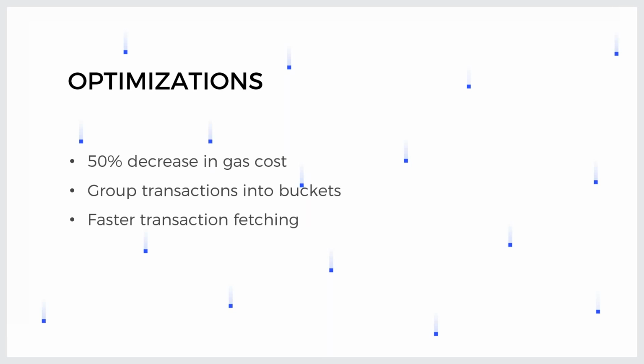But what have these optimizations looked like from a protocol standpoint? One of the major things that has changed in the last week has been using an event-driven architecture. This has actually led us to a 50% decrease in gas costs from where we were before.